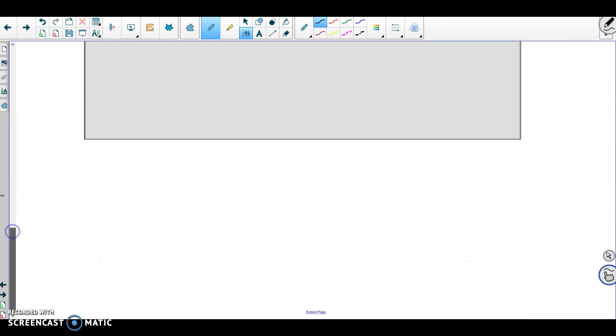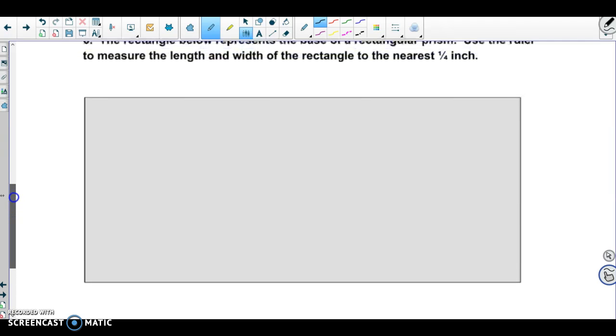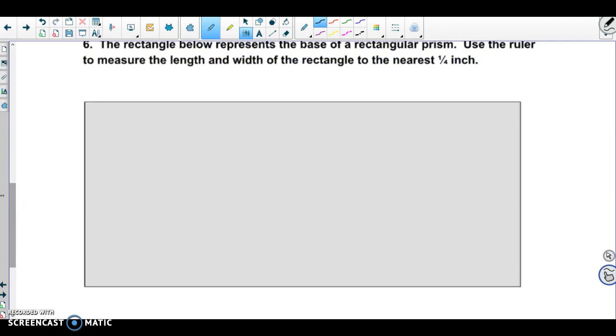All right, number 6 on your paper looks a little bit different. It's like the volume one from before, but here's the situation. We really haven't talked a lot about multiplying fractions and things like that. So we're just going to get rid of the bottom part where it says the height is 4 inches. What's the volume? So we're just going to practice measuring this.